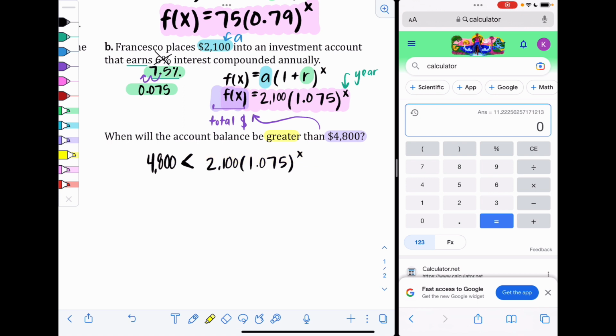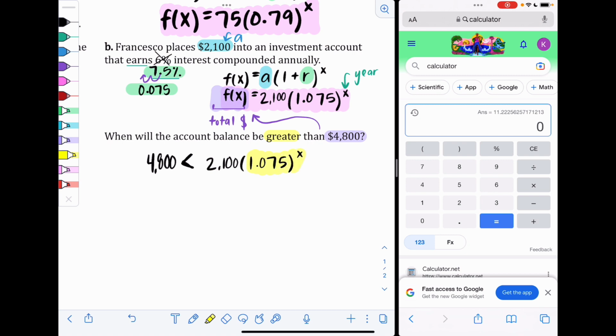Okay, so we got pretty much the hard part done, just picking the correct inequality symbol. And now we can go ahead and solve. The steps for solving inequalities for exponentials are the same as equations. We have to get the exponential isolated. Right now the exponential is just 1.075 to the x power.